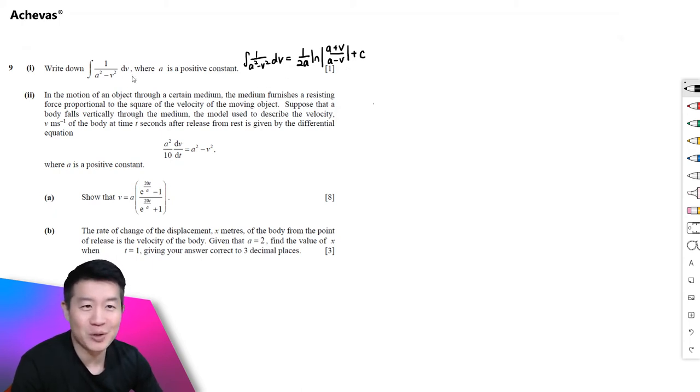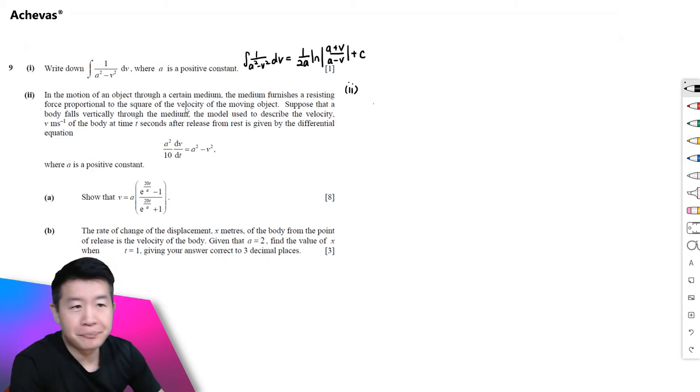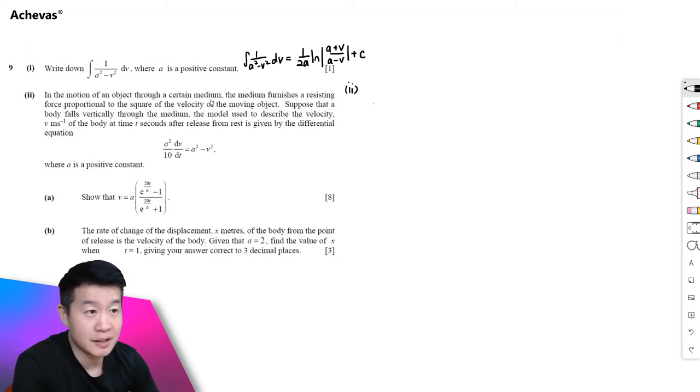I don't think I've ever seen a question like this. It is really almost like copying directly from the MF26, just changing the x to v. Then next, there's the motion of the obstacle that is moving in the medium. The velocity is going to be in a relationship with v in this form, where a that is given to us is a positive constant. And we are supposed to show this.